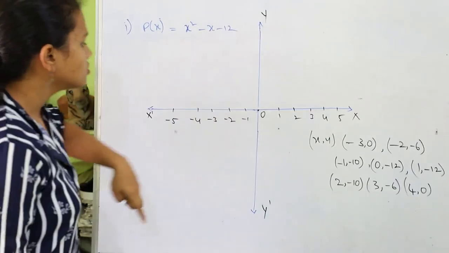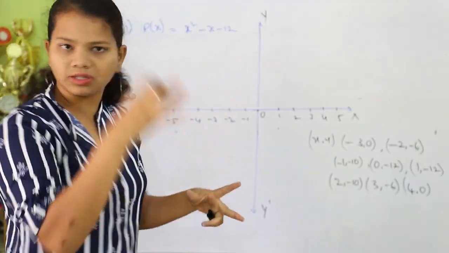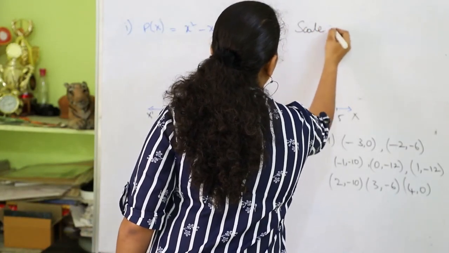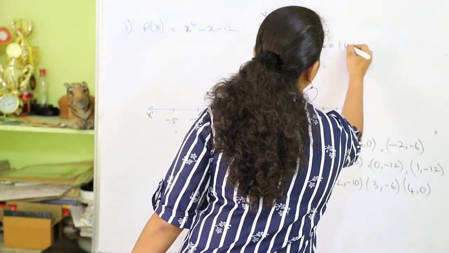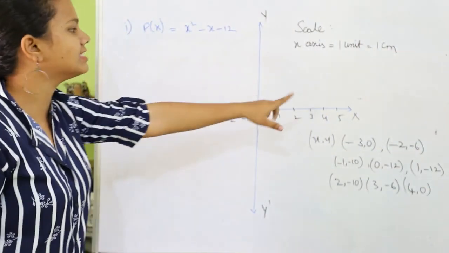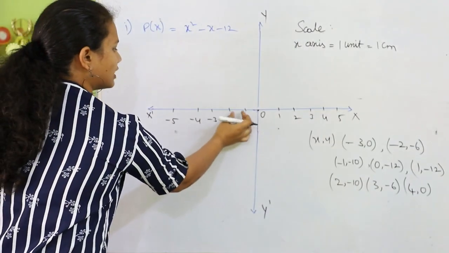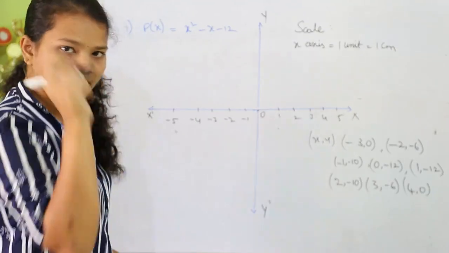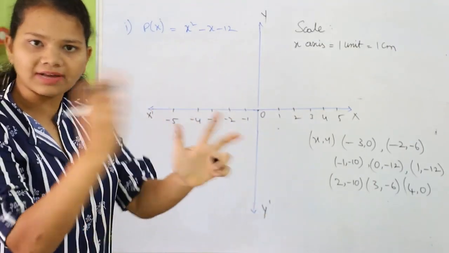Now go for the y-axis. When you are about to show the graphical representation, remember to write the scale. Scale for the x-axis: 1 unit equals 1 centimeter. I'm considering 1 unit as minus 2 to minus 1. In between those two you will have 10 vertical lines drawn, and we consider this as 1 centimeter. 1 unit equals 1 centimeter.